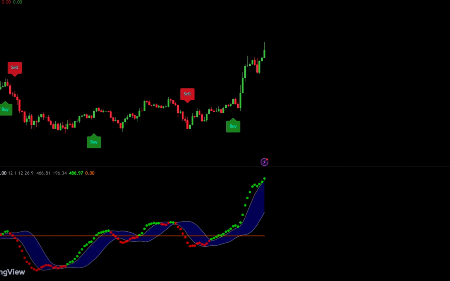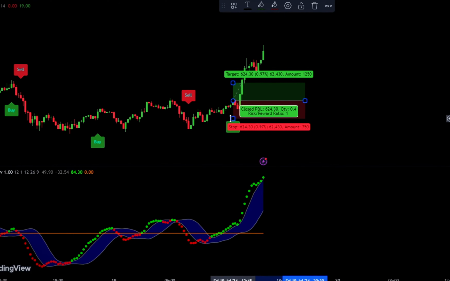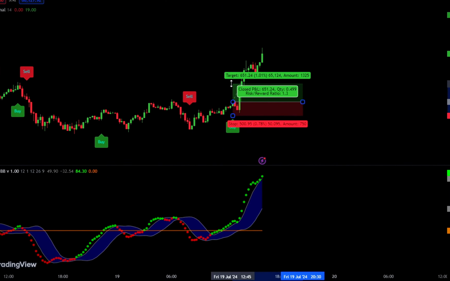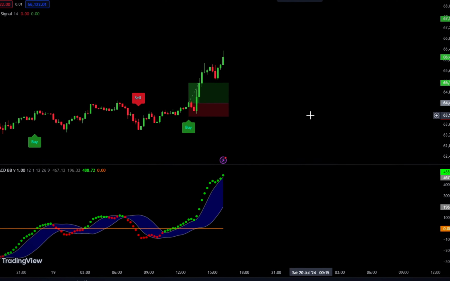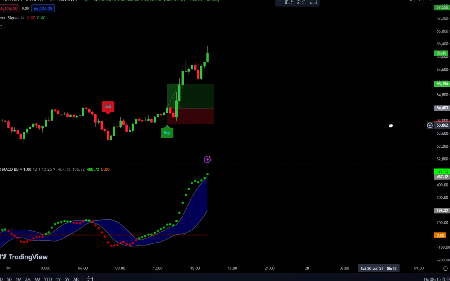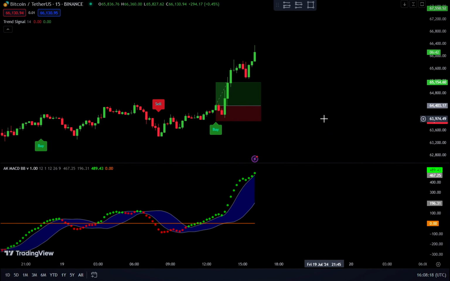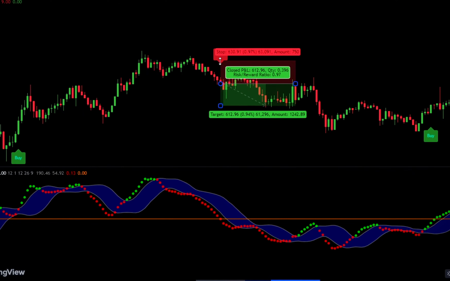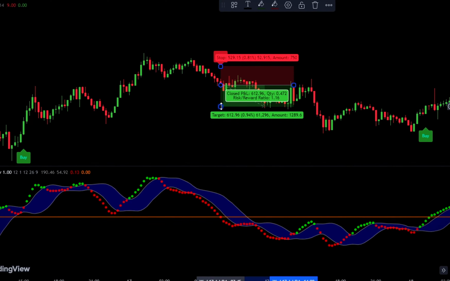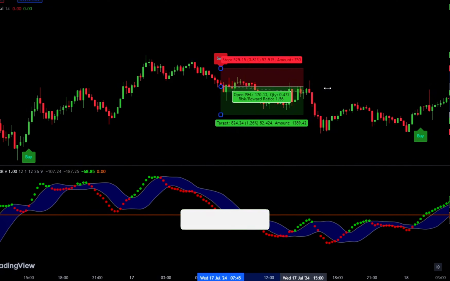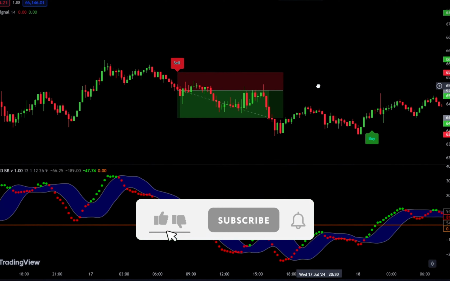Looking for a reliable trading strategy? This video introduces one of the best scalping strategies using the best buy-sell signal indicator on TradingView, suitable for forex, gold, crypto, stocks, and more. This strategy is perfect for scalping, day trading, and swing trading.